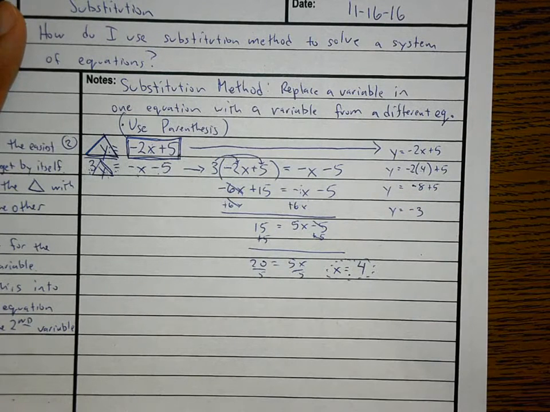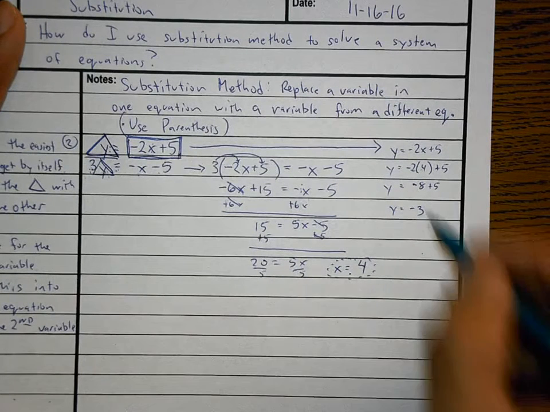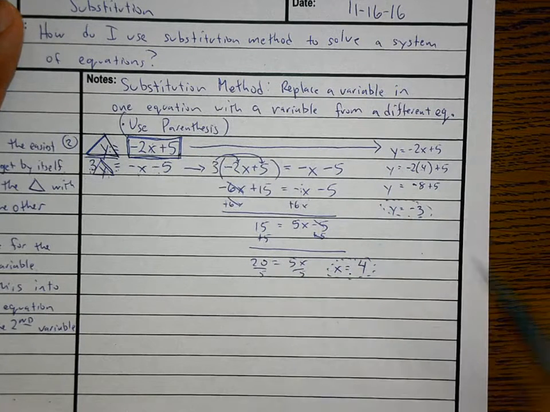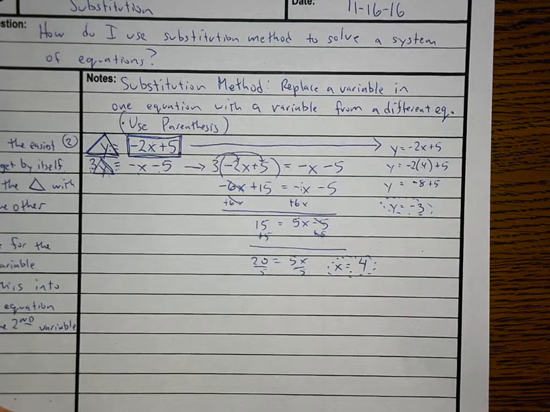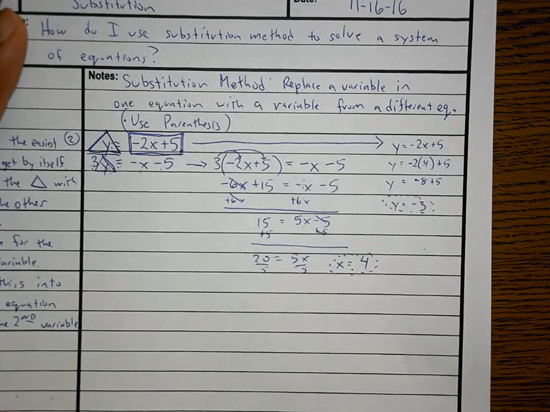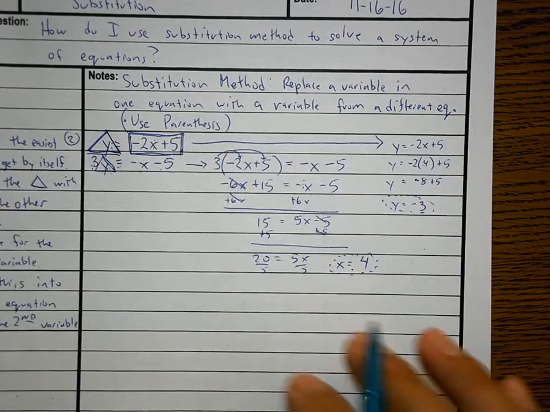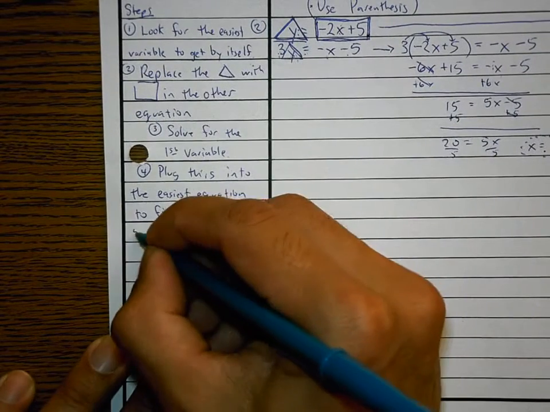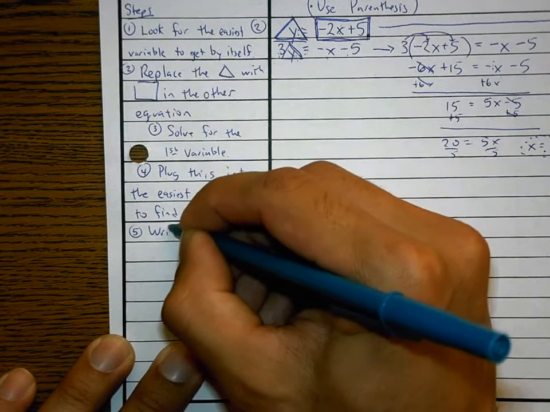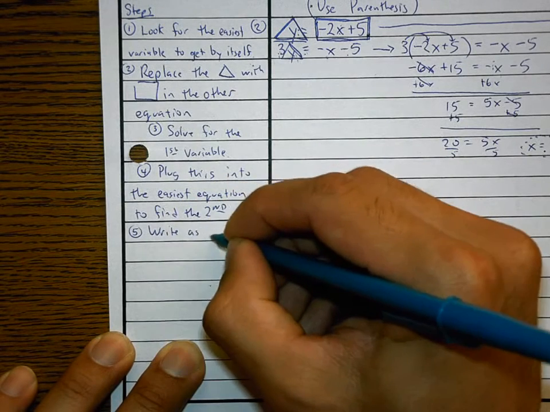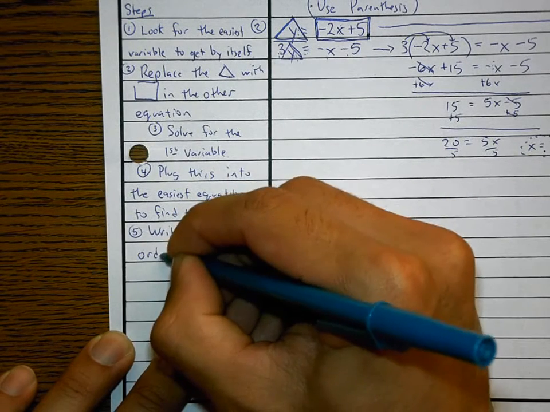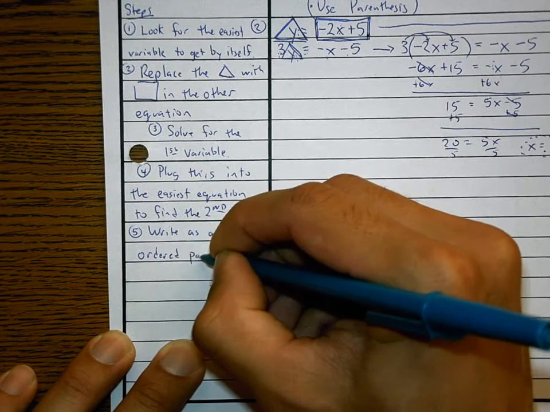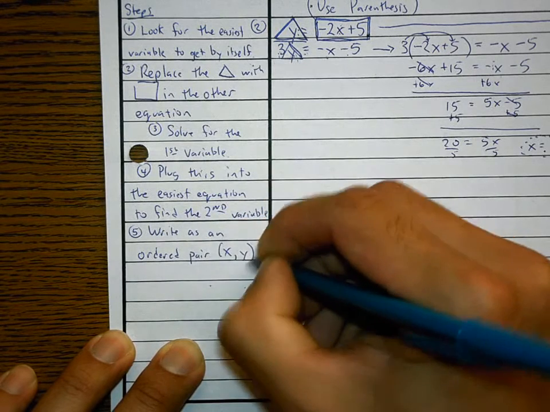Negative 8 plus 5. 5 take away 8 is going to be negative 3. This is the second half of your answer, but it's not your final answer. Your final answer is the last step that we do, which is to write as an ordered pair, x comma y.